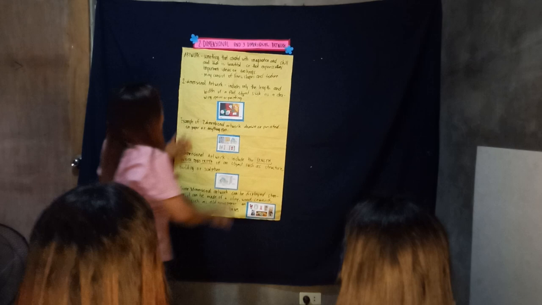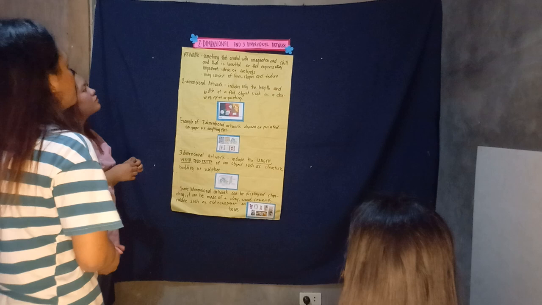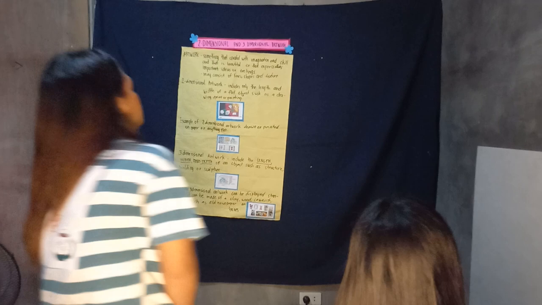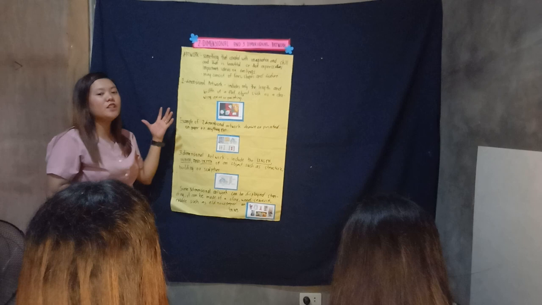Artwork is something created with imagination and skill, and that is beautiful or that expresses important ideas or feelings. It may consist of lines, shapes, and textures. So artwork is something created with imagination. An artwork is built through imagination and skill.